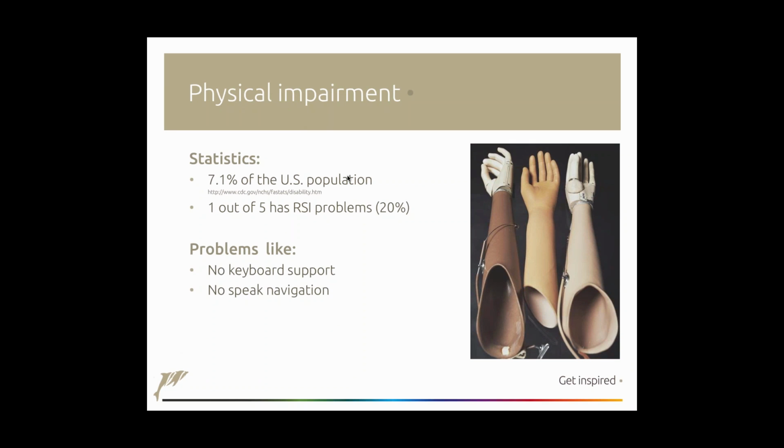Well, another group of people who are depending on web accessibility are people with physical impairment, and that's about 7% of the US population. I think that's also quite a big group of people who we would exclude from the application if we wouldn't keep web accessibility in mind during our software development.